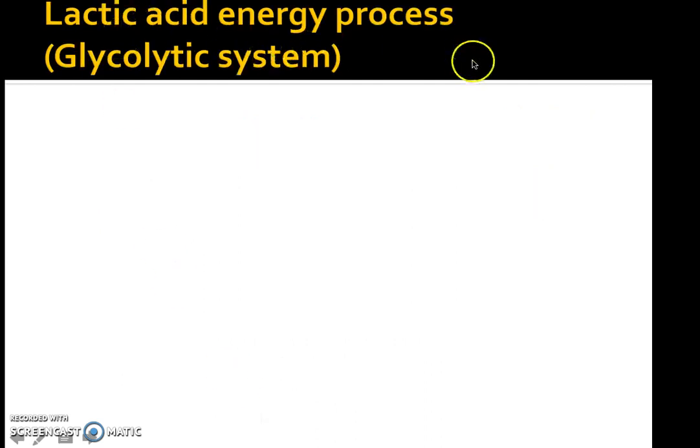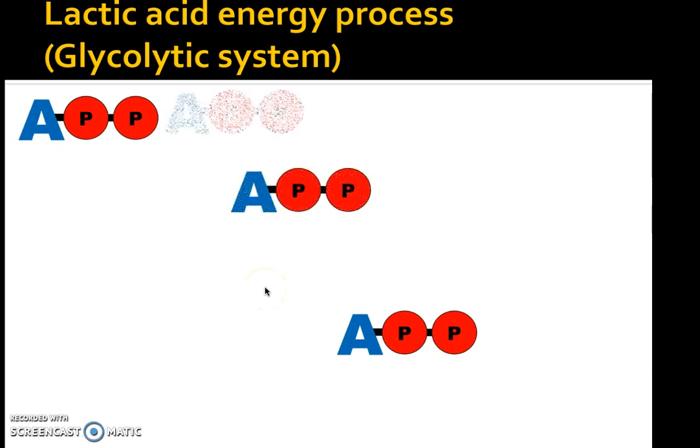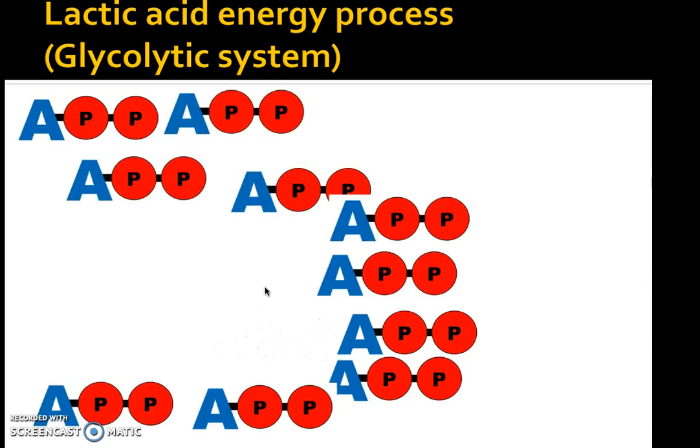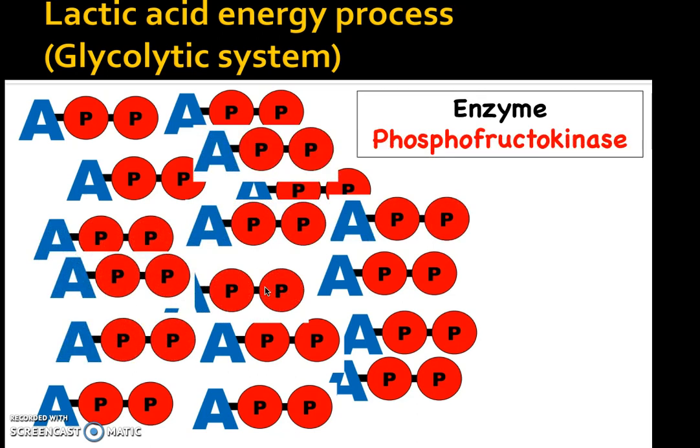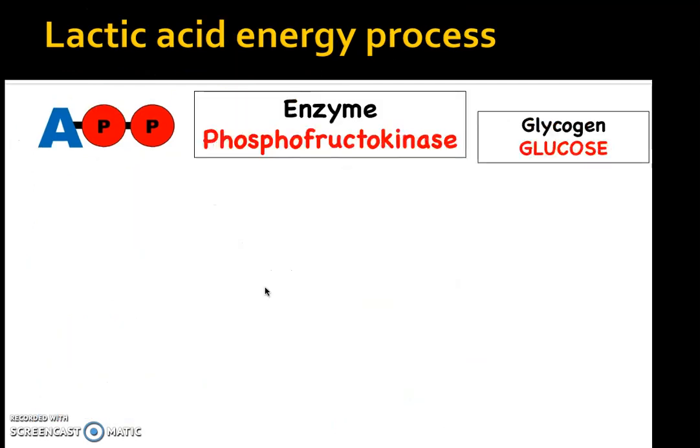Okay, so the lactic acid energy process, also known as the glycolytic system, starts when we have a buildup of adenosine diphosphate. So once this happens, it triggers an enzyme. Now, the enzyme is known as phosphofructokinase. And what this does, it begins the process of the breakdown of the next available food source, which is glucose. Okay, so glucose is an energy-rich molecule, and it's circulating in the bloodstream.